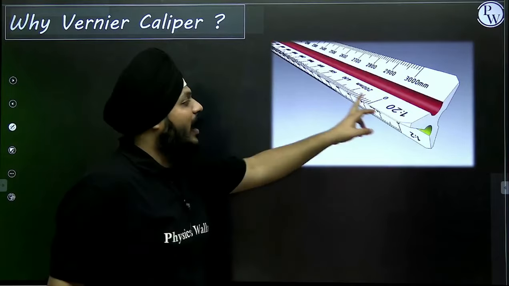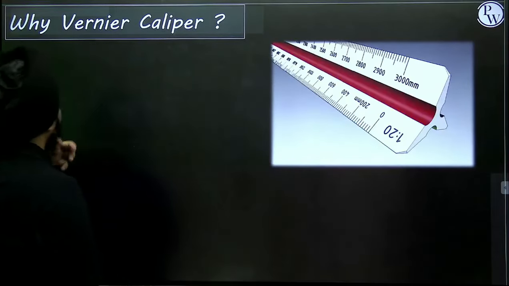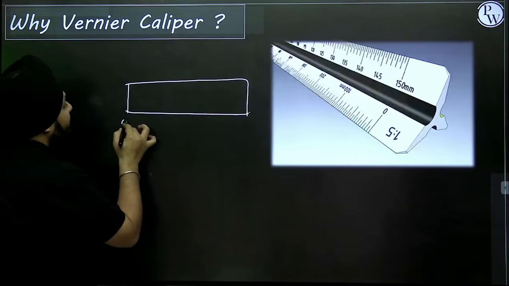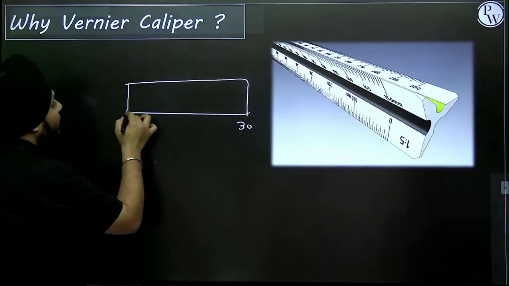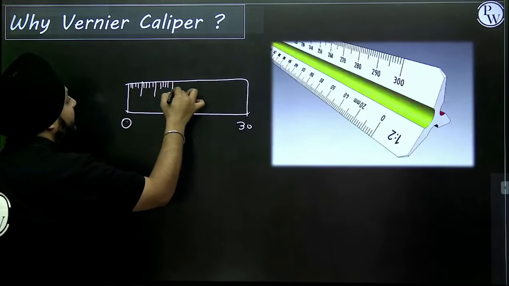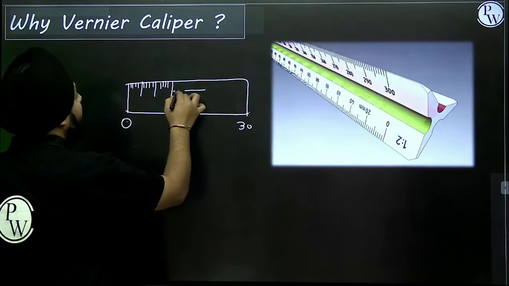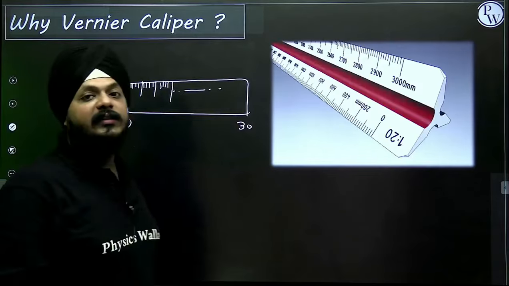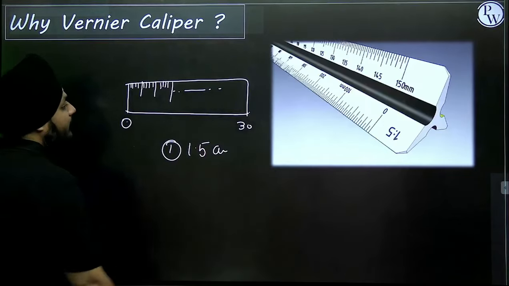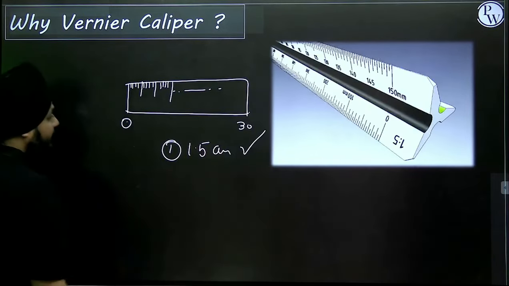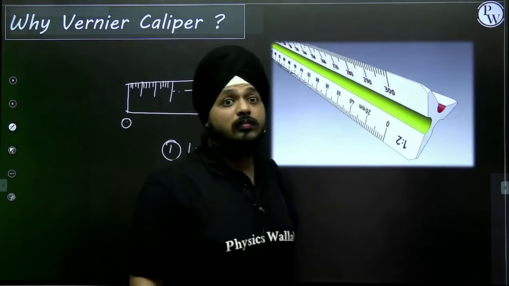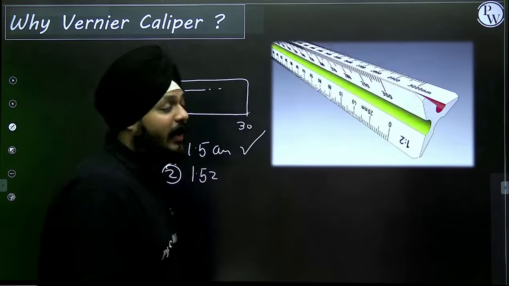The answer lies behind the meter scale. Let us take a very simple example. Starting from 0, there is a 30 centimeter meter scale: 1, 2, 3, 4, 5, and like this way it moves on. Suppose I want to measure the value 1.5 centimeter, can I do that using the meter scale? Yes. Suppose I want to measure 1.52, can I do it using the measuring scale?